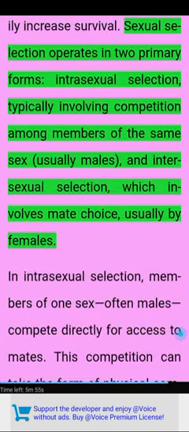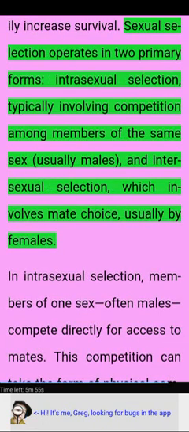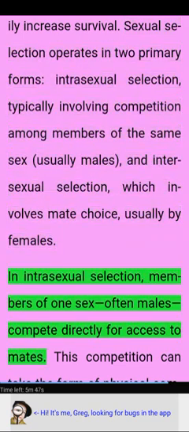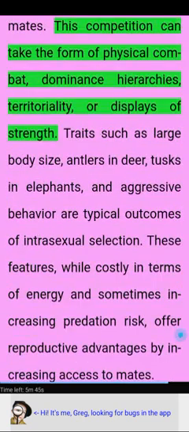Sexual selection operates in two primary forms: intrasexual selection, typically involving competition among members of the same sex, usually males, and intersexual selection, which involves mate choice, usually by females. In intrasexual selection, members of one sex, often males, compete directly for access to mates. This competition can take the form of physical combat, dominance hierarchies, territoriality, or displays of strength.